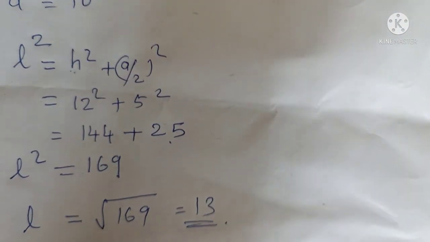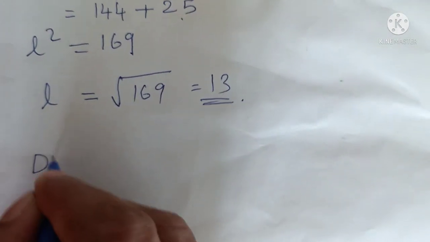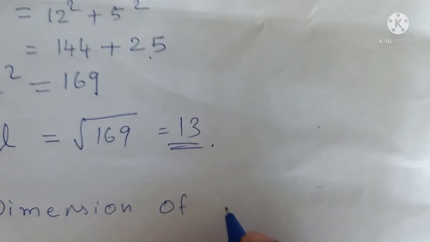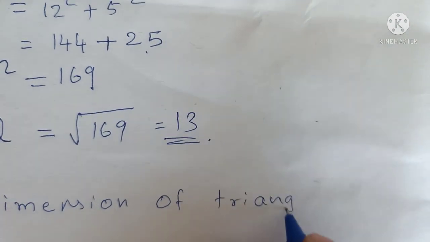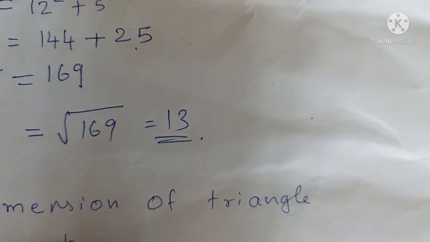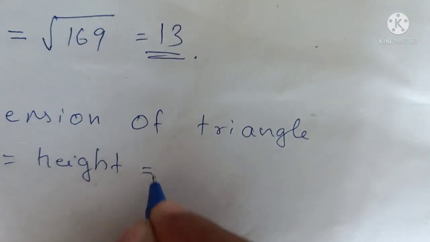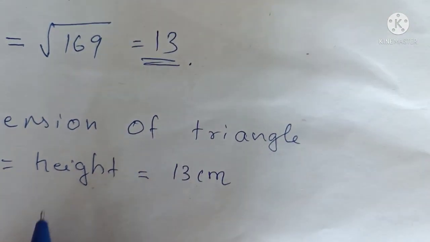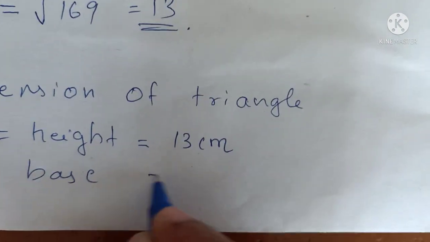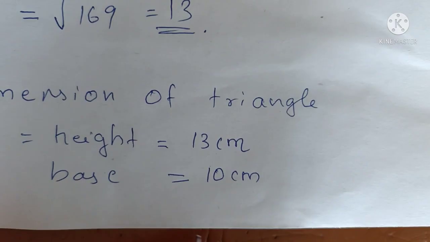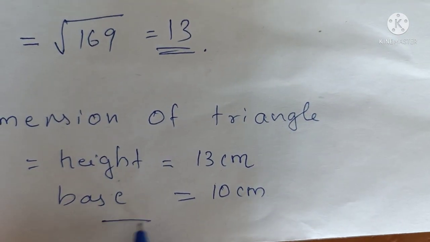Okay, so here we have the dimensions of the triangle. What about its dimensions? The height of the triangle is equal to 13 centimeters, and what about its base? The base is equal to 10 centimeters. That is, the base of the pyramid itself is the base of the triangle also.